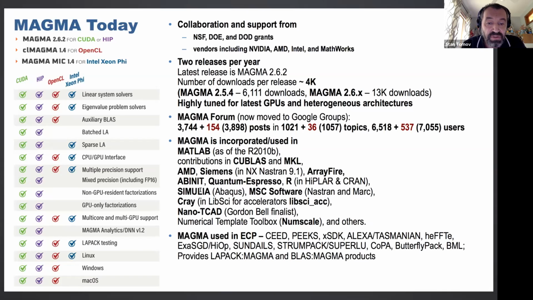And MAGMA is used in many packages. Some are shown here. In ECP it is also heavily used. These are some of the projects that need it, that we are aware of, and we collaborate with these people to incorporate MAGMA there. In particular, MAGMA is in the CEED Co-Design Center. This is for high-order finite element methods, mostly using the MAGMA batched functionalities. And it is part of the CEED software ecosystem.